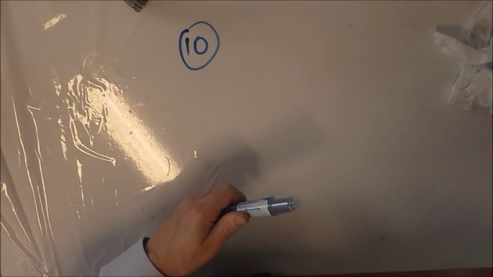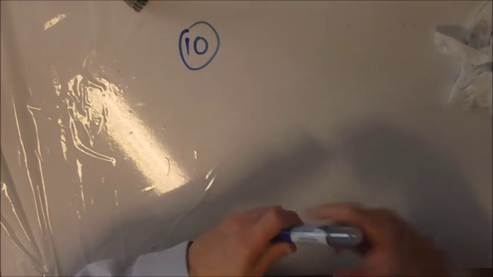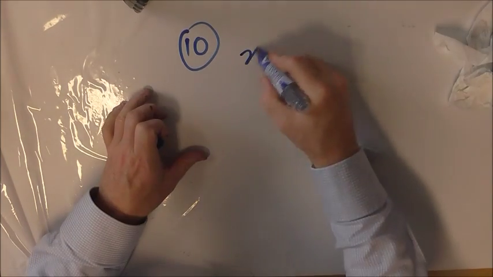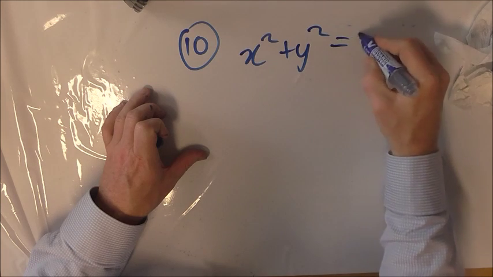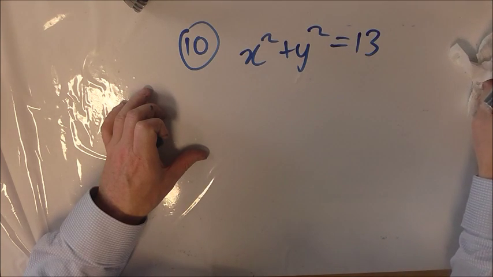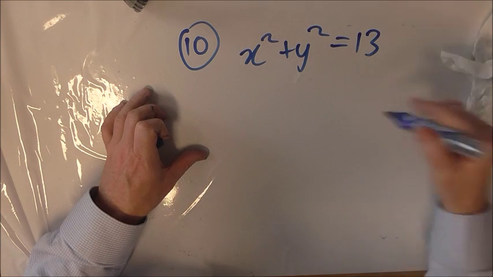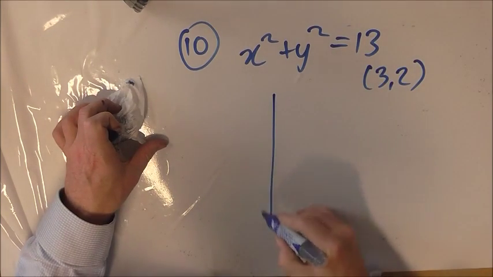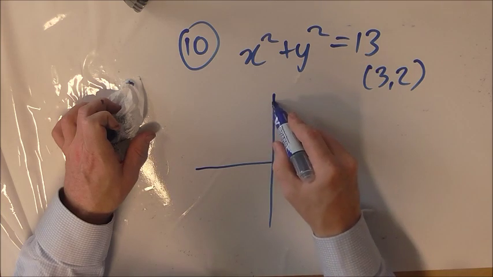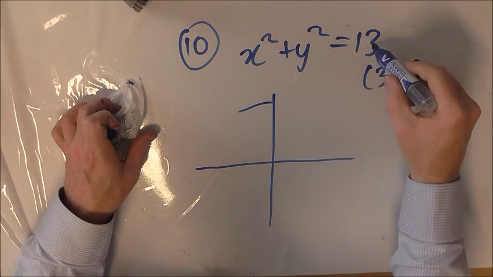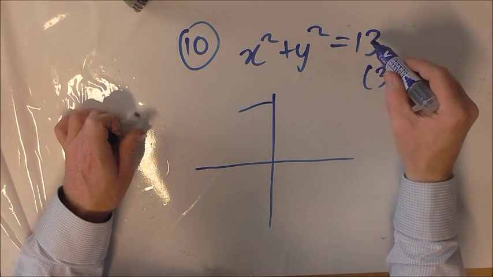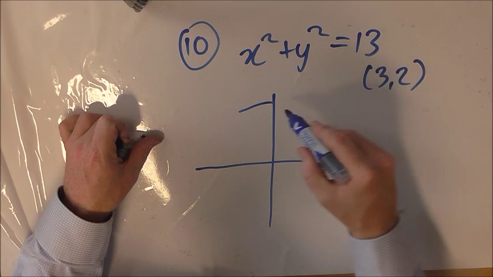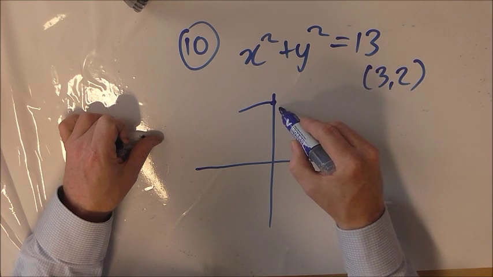Question 10. x squared plus y squared equals 13. Find the equation of the tangent on that at 3, 2. Okay, well, let's graph it. This will be a circle of radius square root of 13. Square root of 9 is 3, square root of 16 is 4. So that'll be a little bit between 3 and 4.